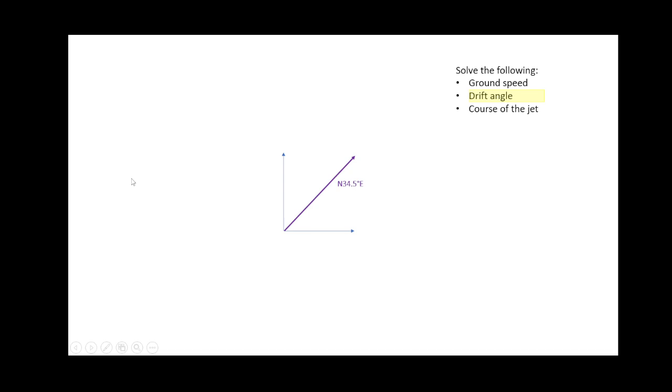So if you recall, the north 34.5 degrees east was the ground speed direction. Our airspeed direction was north 30 degrees east, so it's just the angle between those two that is the drift angle, or the effect of the wind. And we know that the difference between those two is 4.5 degrees.